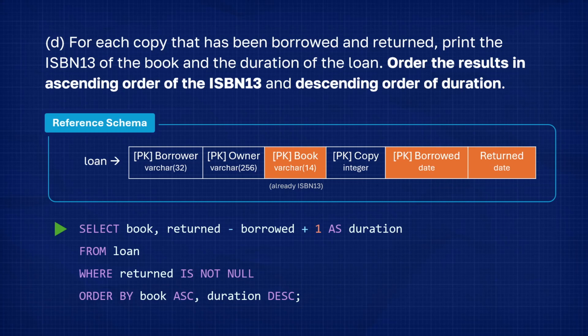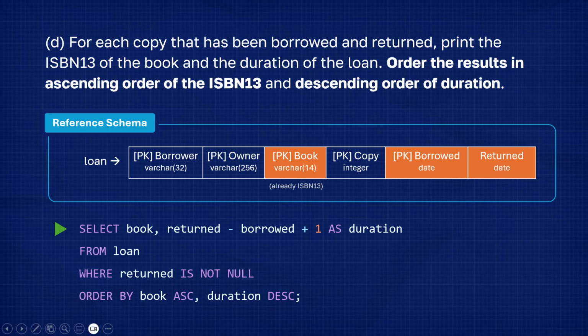Now the question, why is there a plus 1? Say if someone borrows today, returns today, it should be counted as 1 day. Okay, that's why there's a plus 1. Okay. Any questions? Now the ordering part, I think I don't have to describe this. This one is quite obvious. Okay.